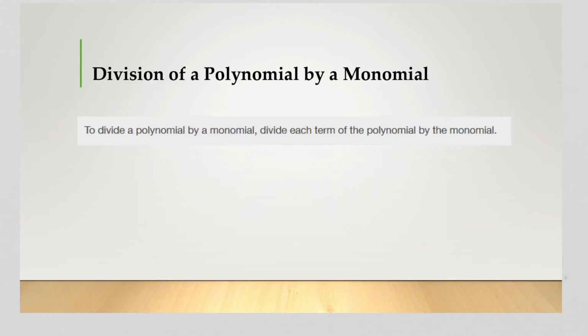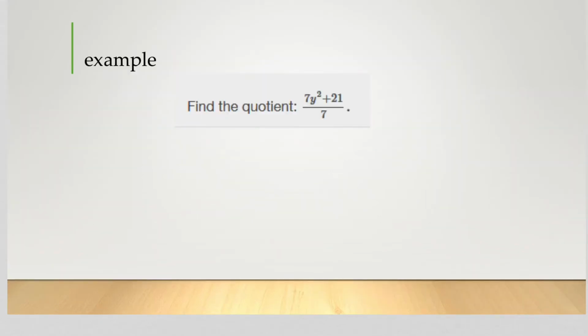All right, so if you want to divide a polynomial by a monomial, divide each term of the polynomial by the monomial. Okay, I'm going to show you what that means here in just a second. Remember, I keep talking about tearing these fractions apart. So in order to do this quotient, you can actually rewrite this problem like this.